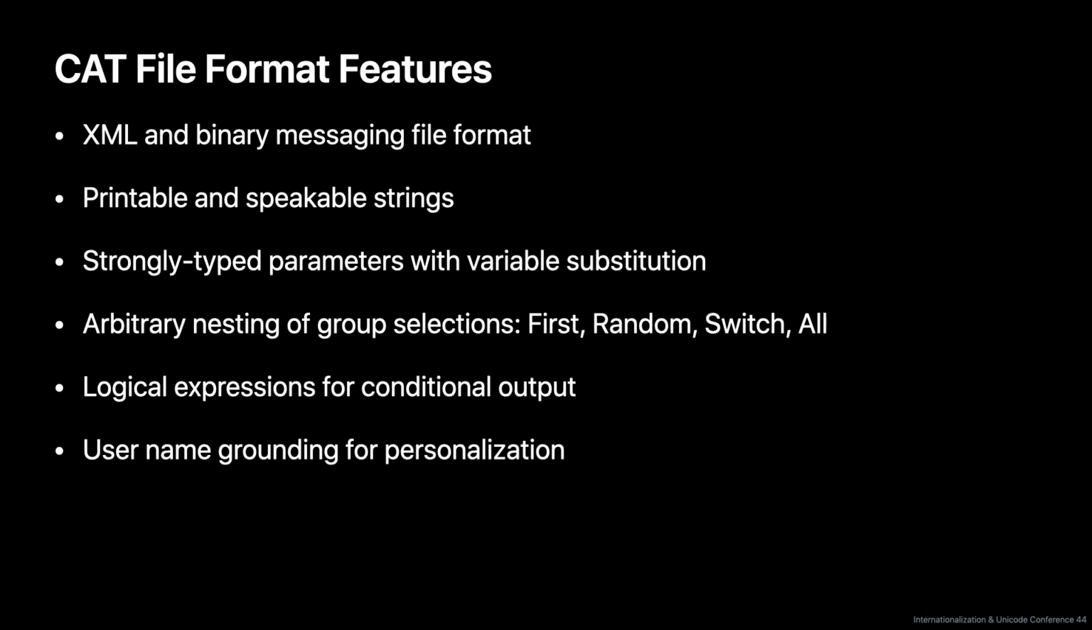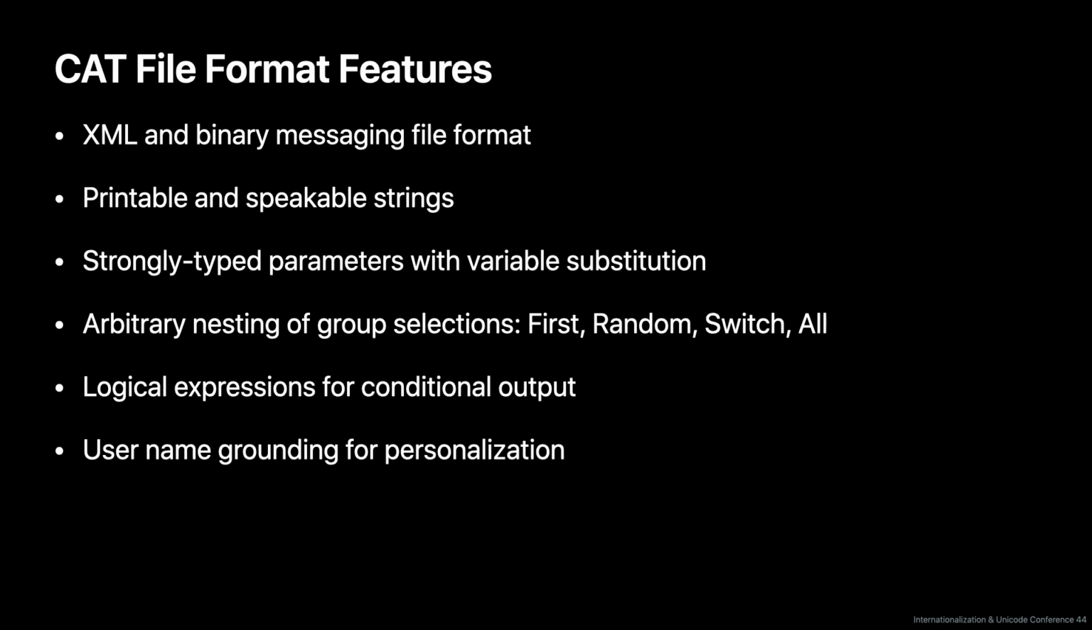For example, we have a random group that will randomly pick between alternative dialogues. This lets us provide different phrasing so that it doesn't sound like we're saying the same thing all the time. We also have first and switched groupings, which essentially give us if-then-else controls. And we have an all grouping to let us output multiple lines of dialogue for a given response.